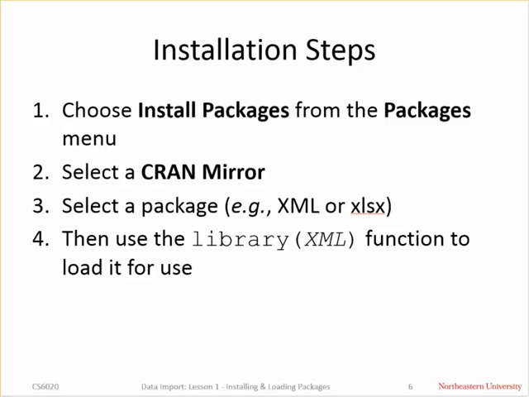Let's go take a look at how to install a new package. Here are the basic steps for installing packages within R. You choose the install packages item from the packages menu, you select a CRAN mirror, you select a package that you would like to load, and then you use the library function to load the package for use in the current session. Let's go take a look through an example by installing the XML package, which we'll need in this module.